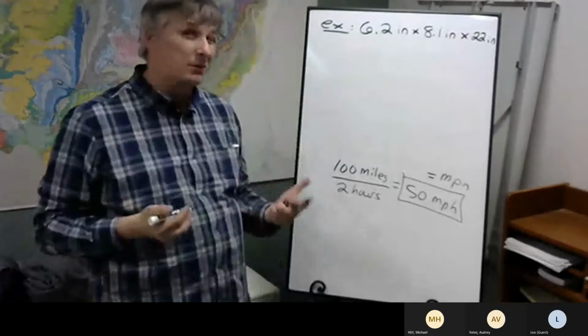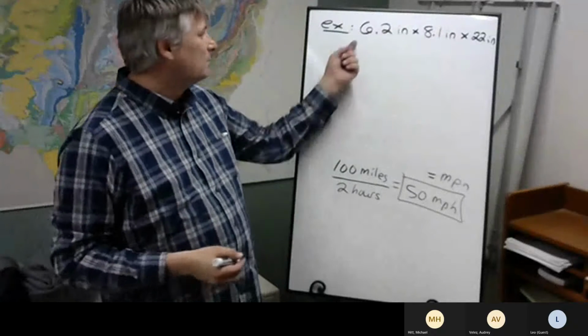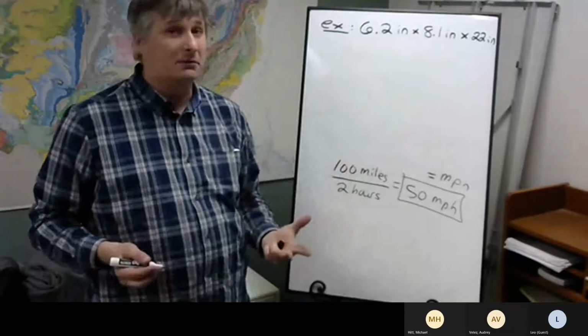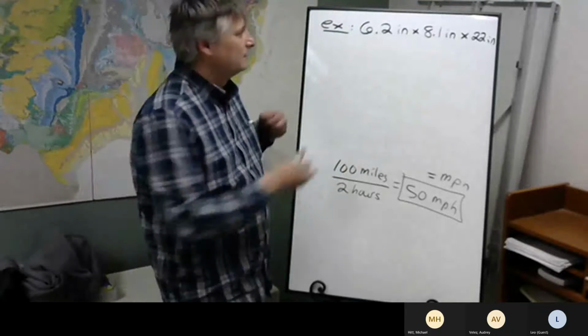Now, with multiplication, the order actually doesn't matter, but if you want to just be careful, multiplication and division, we always do left to right. Now, division order does matter. You don't want to mix that one up.